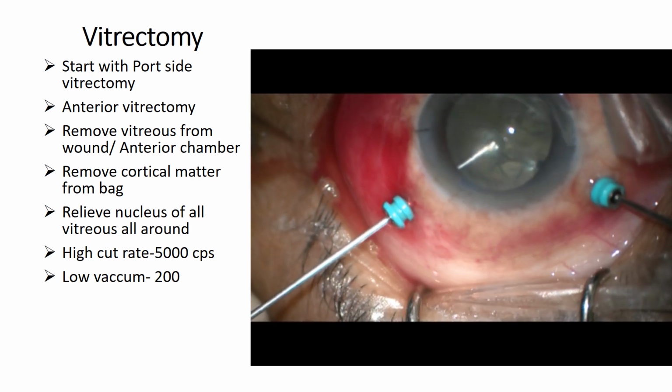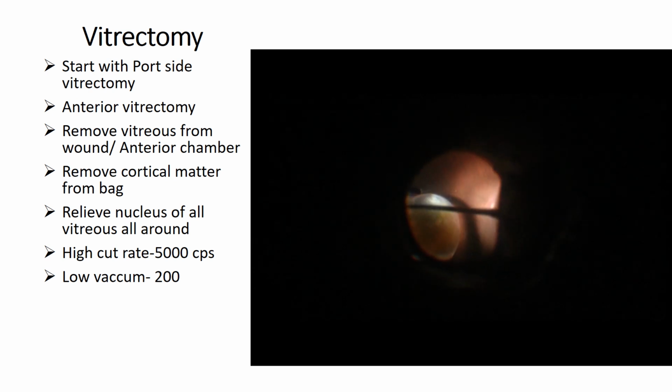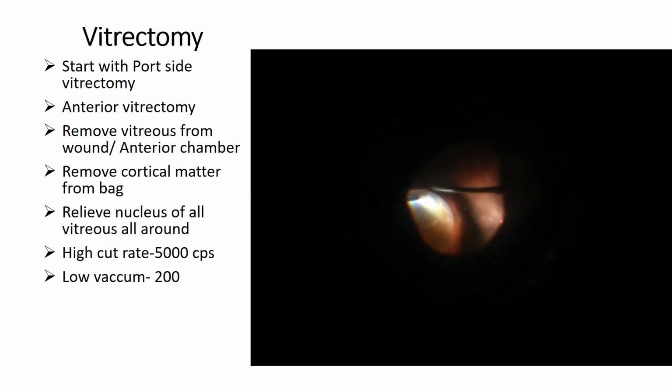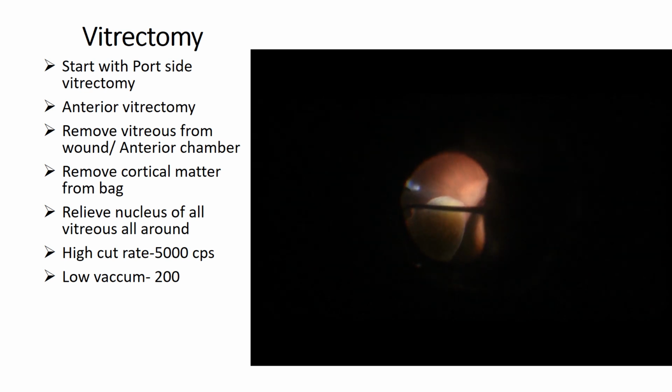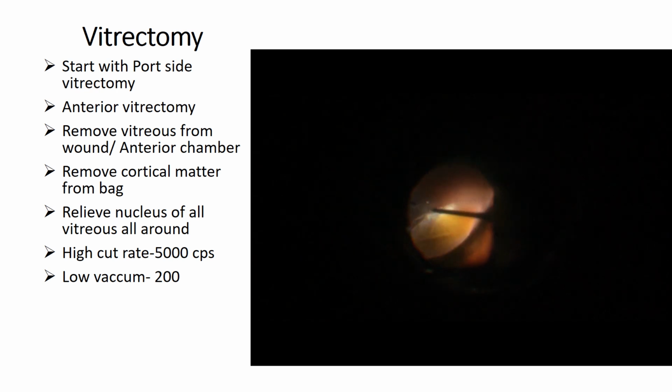Do a good port side anterior vitrectomy. Remove the vitreous from the anterior chamber. Remove the cortical matter before going into the vitreous cavity. Relieve the nucleus of all the vitreous around it with a high cut rate and a low vacuum.